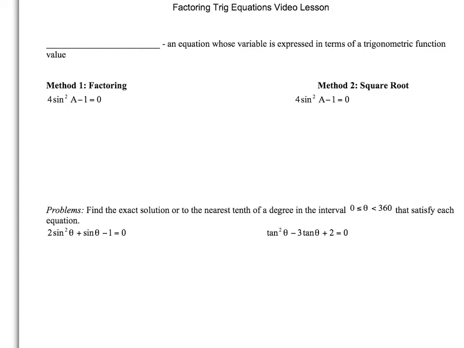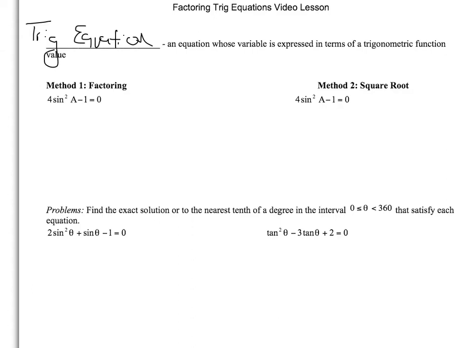We're going to solve trig equations still, but this time we are going to use two methods, factoring and the square root method when necessary. An equation whose variable is expressed in terms of a trig function is still a trig equation. Now, what I want to do in method 1 here is to factor this to solve it.